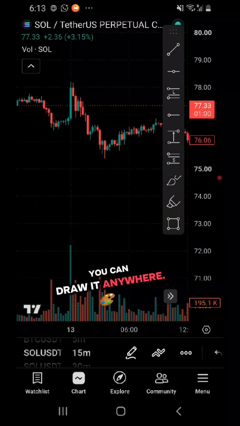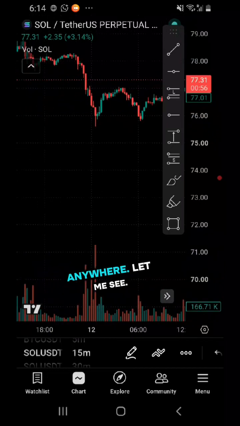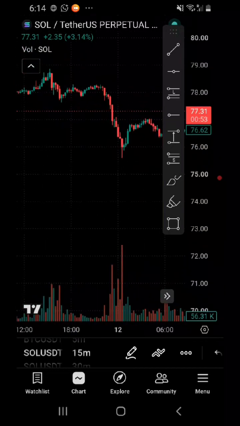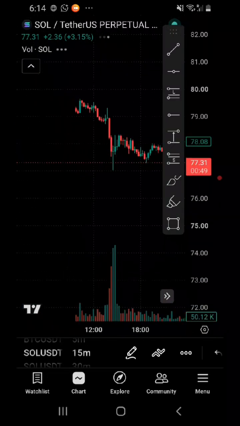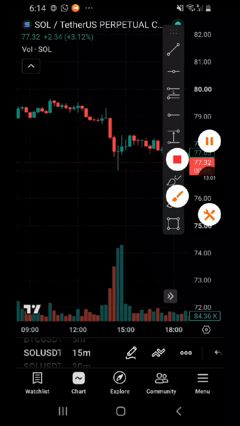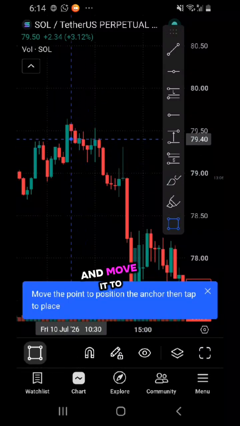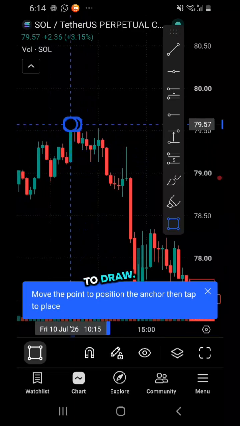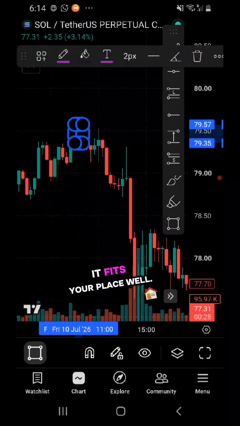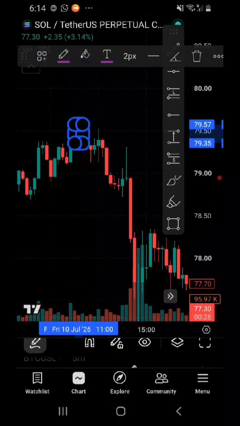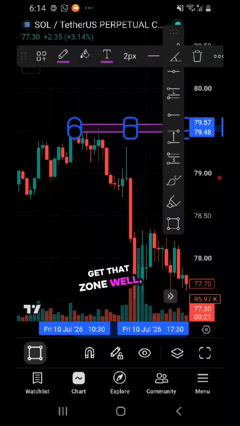You can draw it anywhere. Let me see. Okay. Let's use this part. Tap on the triangle and move it to the candle I want to draw. Use these triangle boxes to enlarge it so it fits your place well. Then move it in front so that you get that zone well.